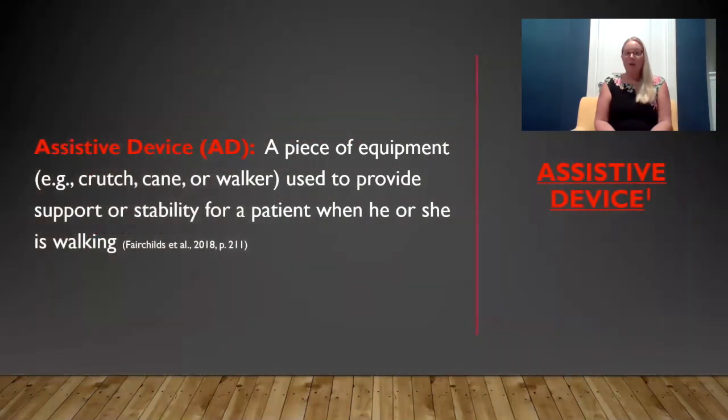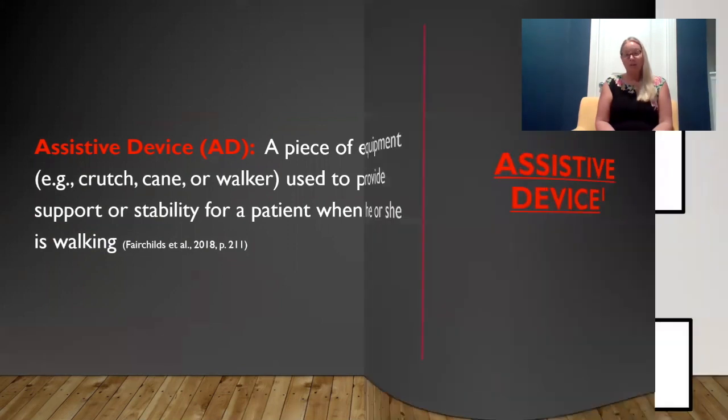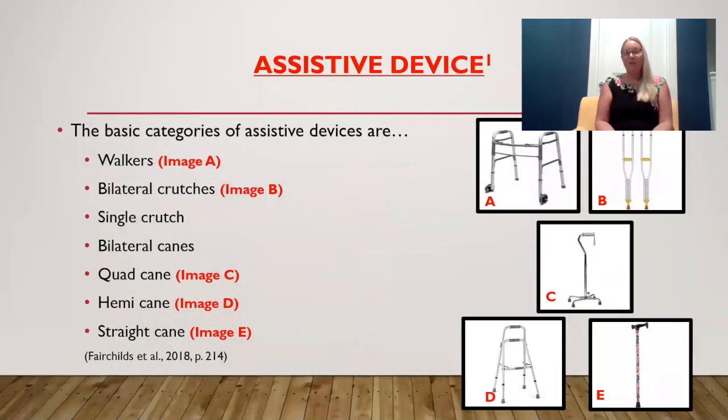For Objective 1, we're first going to define an assistive device. It's a piece of equipment, such as a crutch or cane or walker, that is used to provide support or stability for a patient when he or she is walking. There are different categories of assistive devices. As you can see, we have 5 images, and they fall into the categories.